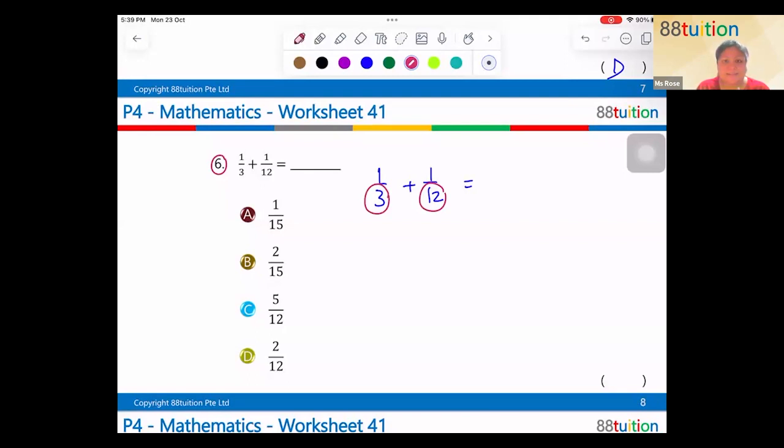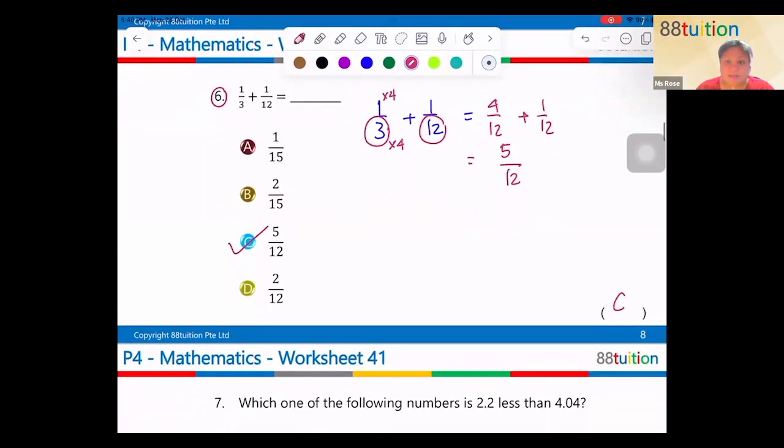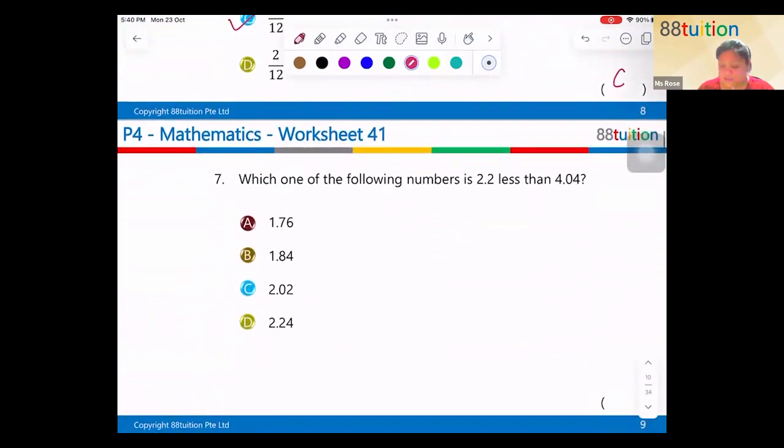Okay, alligator, give other people a chance. Okay, all right. So someone wanted to say something? Okay, raise your hand. Otherwise alligator says that you change this by multiplying by 4. So you'll get 4 over 12 plus 1 over 12, because the first common multiple of 3 and 12 is 12. So this will give me a 5 over 12, which is C. Okay? All right. Now, next question.